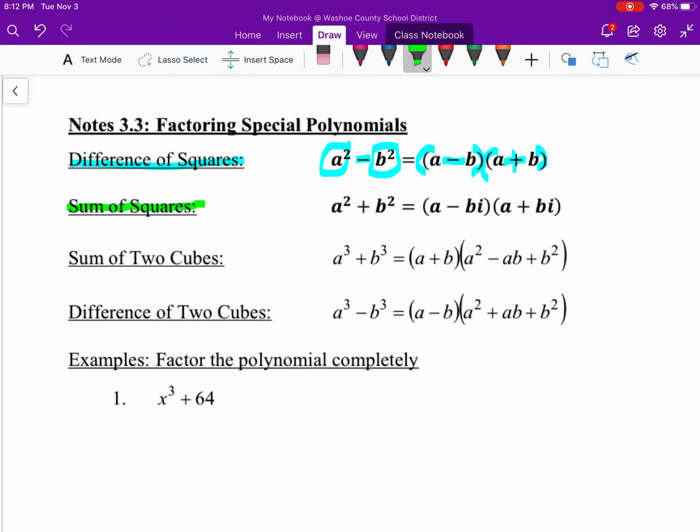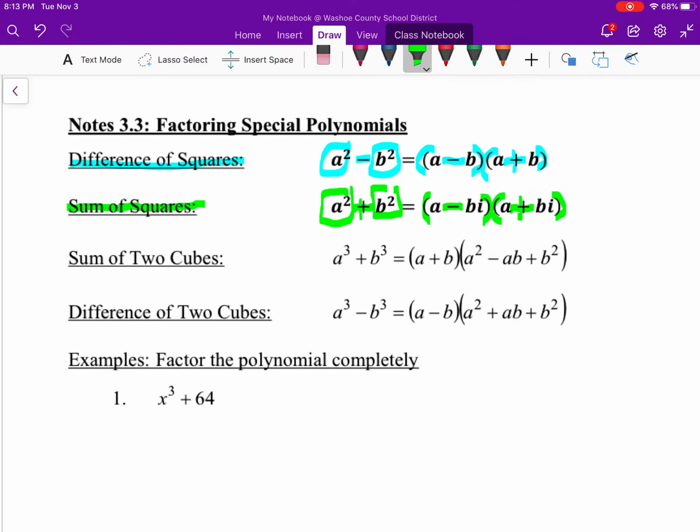Most recently, we learned about sum of squares, where again we have two perfect squares, but this time they have a plus in the middle. And in order for that plus to work out, that means I have to have some imaginary numbers. So the only difference between sum and difference of squares is that sum of squares requires imaginary numbers, but you still do it the same way. One is minus, one is a plus.